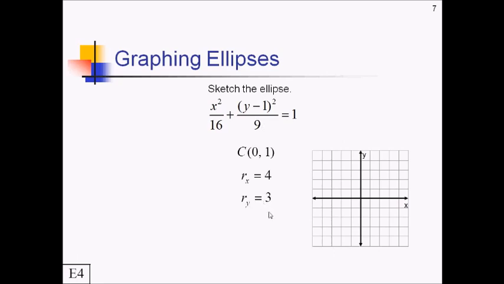And just kind of thinking ahead about what I'm doing here, I've got 0, comma 1 as my center. I need to go up and down 3 and left and right 4, so I can keep a scale of 1 on this graph and still be able to graph all this. So there's my center. We're going left 4 and right 4, up 3, down 3, and draw the ellipse.